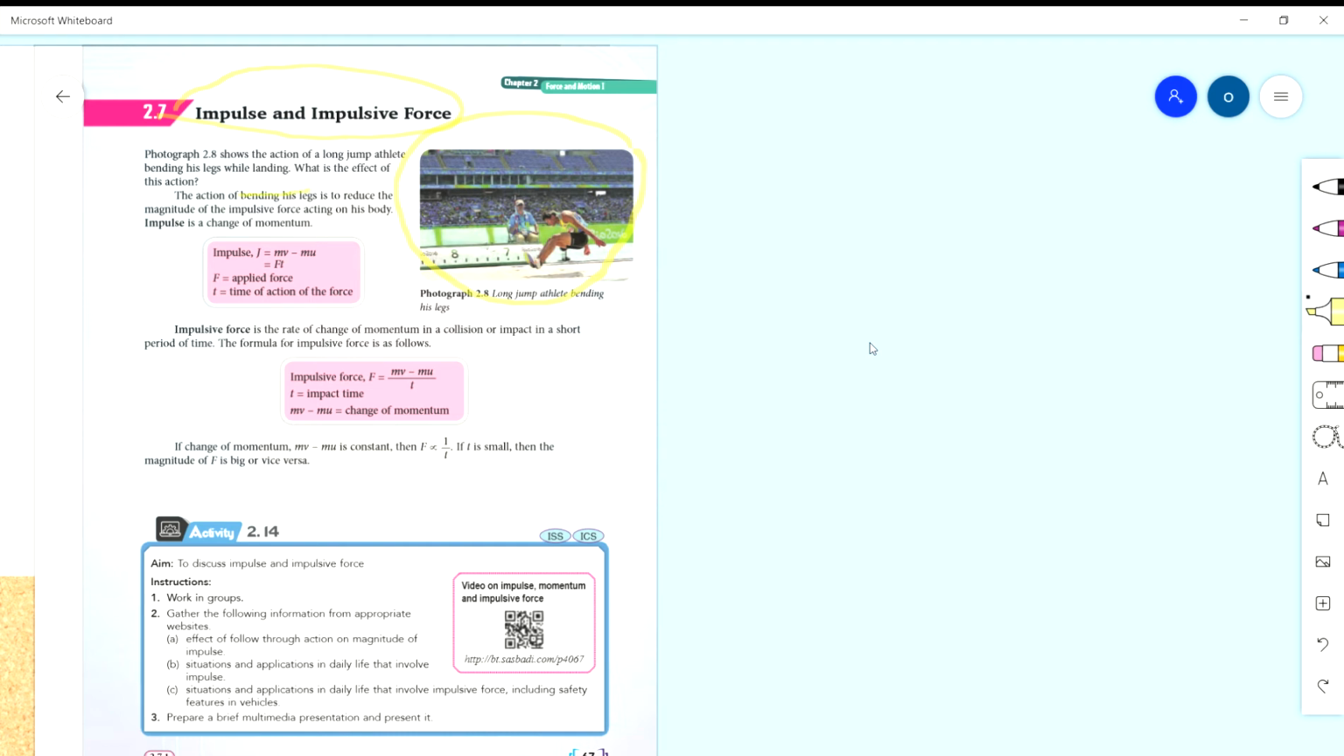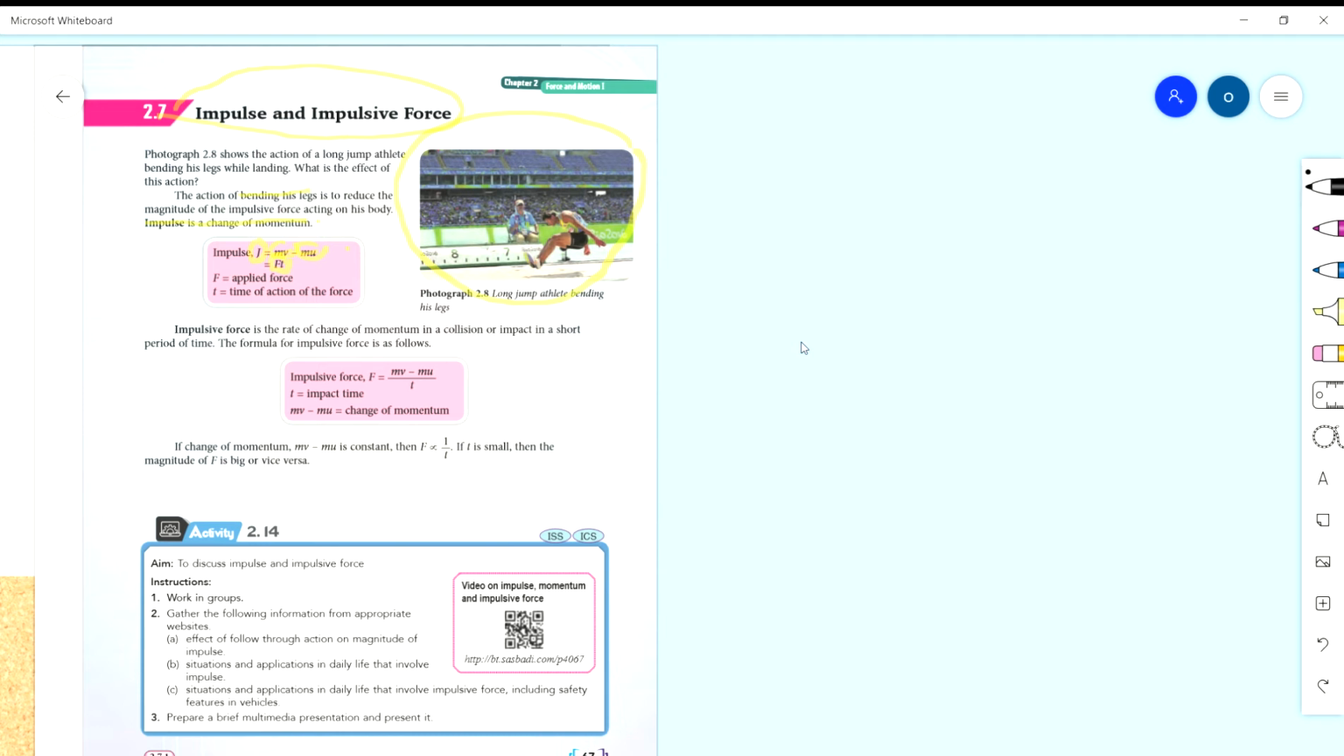Okay, so now we learned what is impulse. You can see from the equation itself, this is mv, which is momentum. Mu pun momentum. So momentum akhir tolak momentum awal. So in simple words, impulse is change of momentum. Perubahan momentum. Momentum is mass times velocity. So kita boleh guna simbol J ataupun boleh guna simbol FT. So mana-mana simbol pun boleh lah. Still impulse.